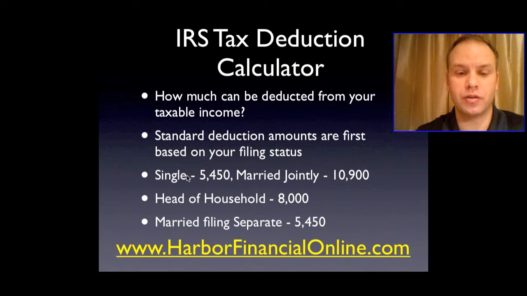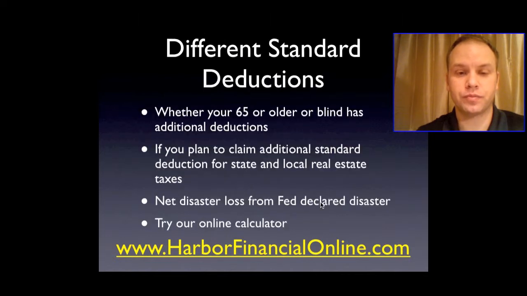And the deduction amounts you can see here: single is $5,450, married filing jointly is $10,900, head of household would be $8,000, married filing separate would be $5,450. And again, these are all the standard deductions.